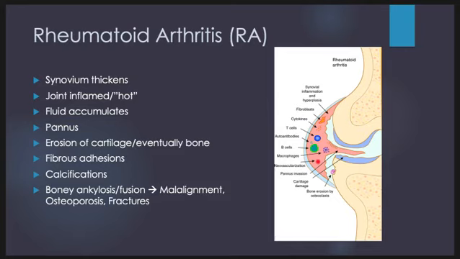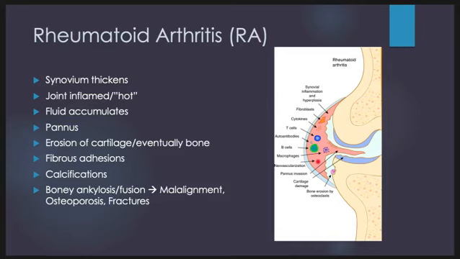Here we have listed the progression of rheumatoid arthritis. First, the synovium is going to thicken in the joint. This will then lead to inflammation of that joint, making it feel hot or warm to touch and even swollen. Fluid continues to accumulate in the joint, making it more and more swollen, causing more discomfort and pain.